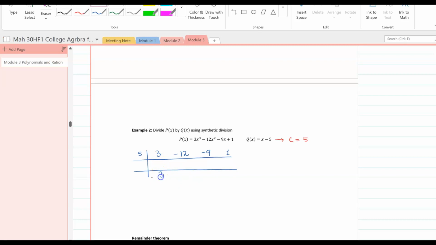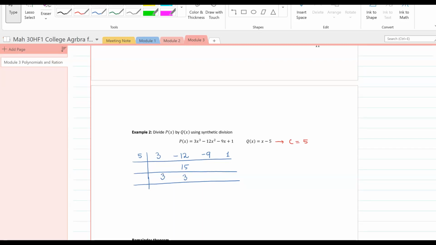First step, we bring down 3. 3 times 5, that's 15. -12 plus 15 makes 3. Again, 3 times 5 makes 15. -9 plus 15 makes 6. 6 times 5, that is 30. 30 plus 1, that is 31. So here we get, this is our q of x, and this is our r of x.